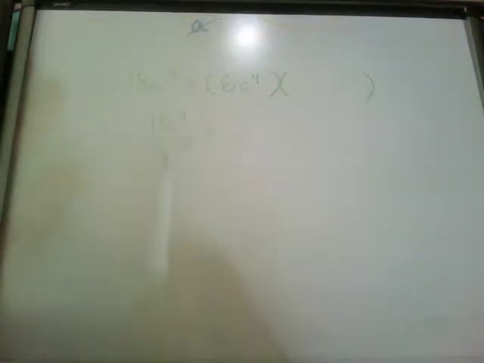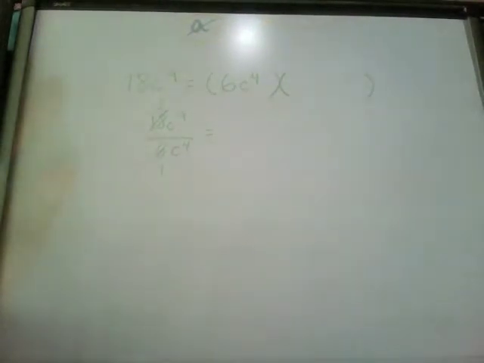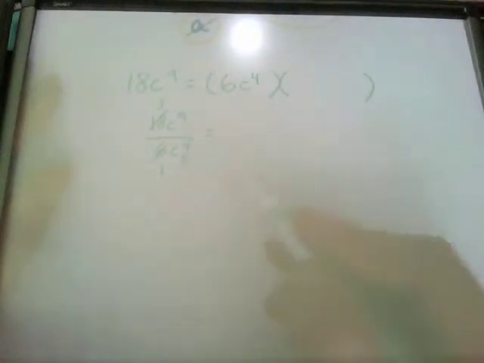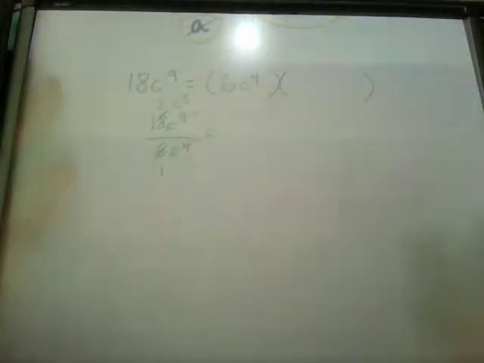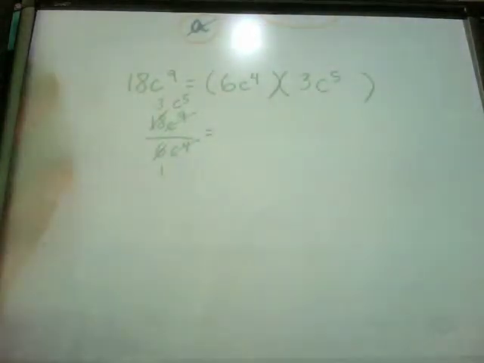So we'll do this first one showing it like this, and then the second one I'll show you how you could even skip this step. 18 and 6 both divide by 6. c to the 9th divided by c to the 4th. When we divide the same base, we subtract. Or you could think I can cancel 4 from the denominator and 4 from the numerator, and that would leave 5. What I have is 3c to the 5th over 1, and I'm not even going to include the over 1.